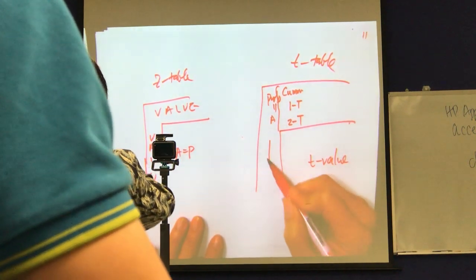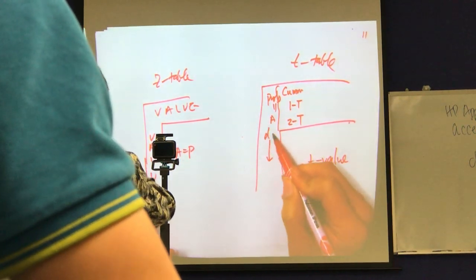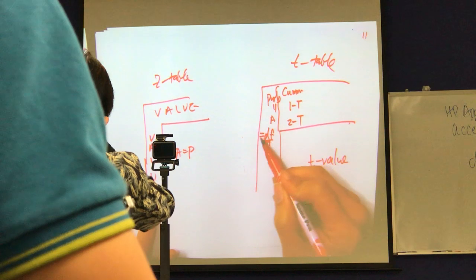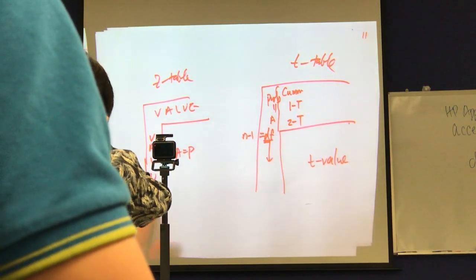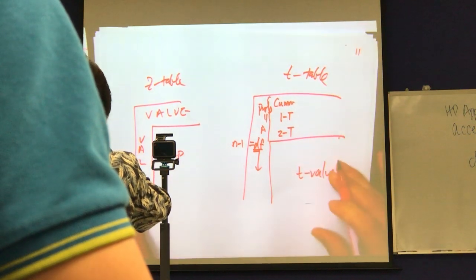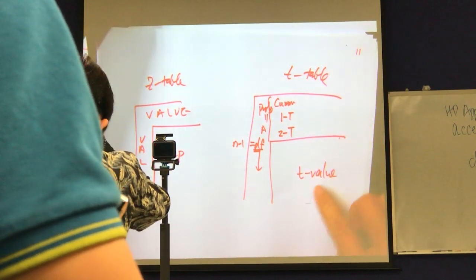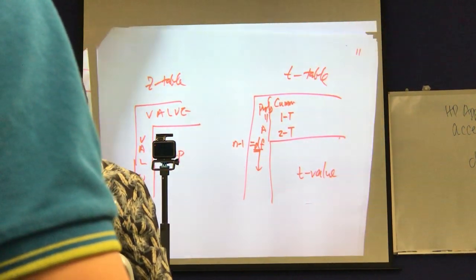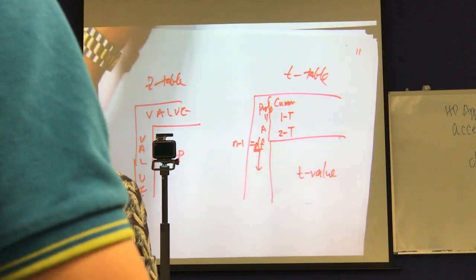And this one here, not a value, but what we call degree of freedom. The definition is n minus 1, degree of freedom. Let's look at how we can use the T table. What's the T table for? We want to find out the T value. For what purpose? For this purpose here.